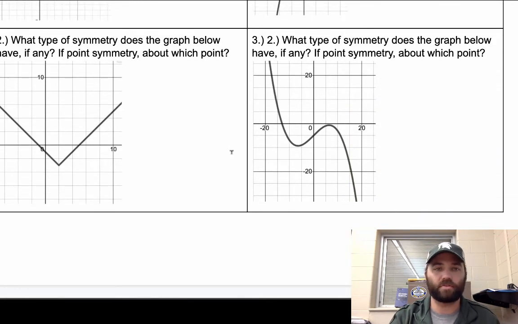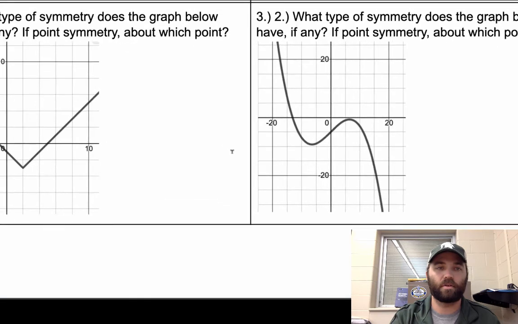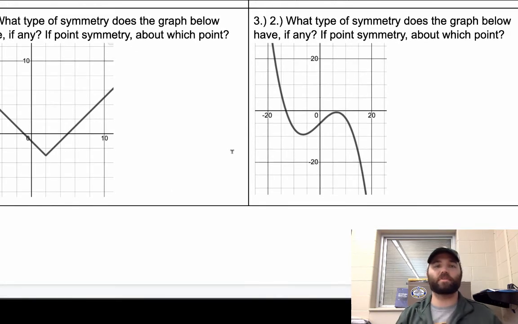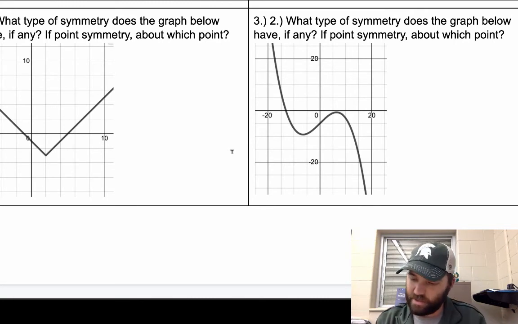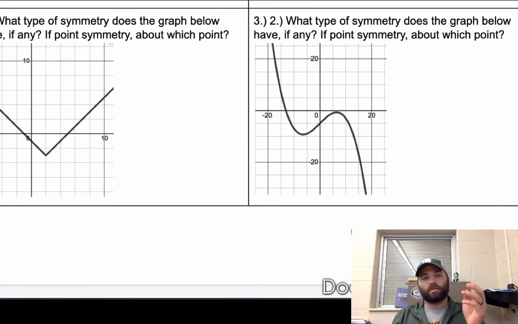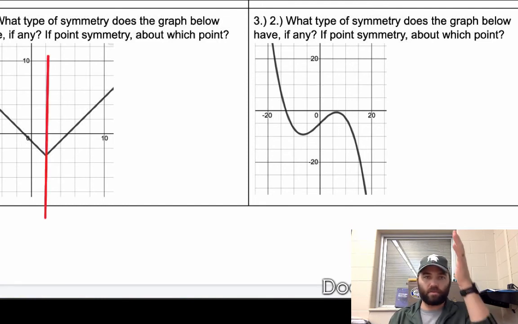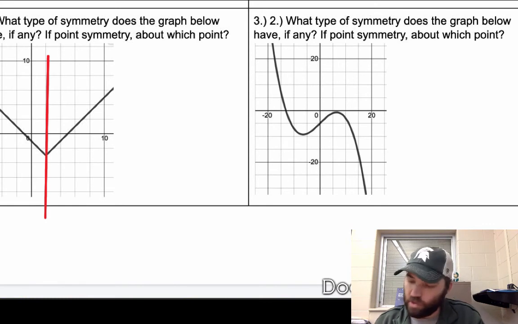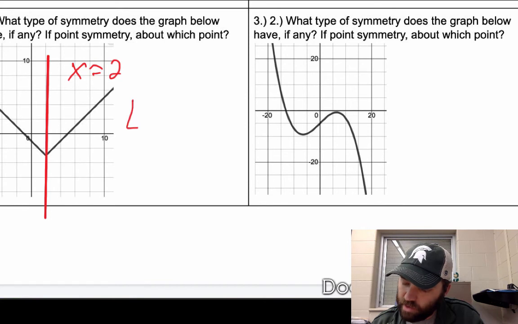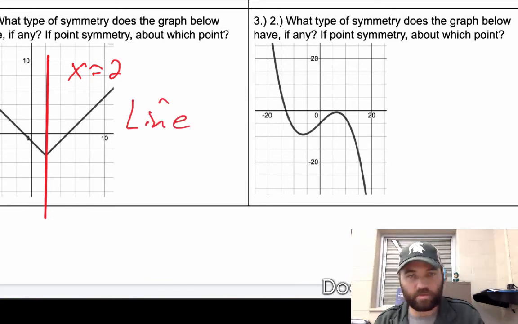So what type of symmetry does the graph below have, if any? If it's point symmetry, about what point? If it's line, we're going to find the line too. All right, so does it have line symmetry? Yeah, it does. It has line symmetry right here. Again, for most students, it's not too hard to see in some of these. But yeah, if you can draw a line right there through x equals 2, I think it is. You've got to be careful of the scale. But at x equals 2, you have line symmetry.